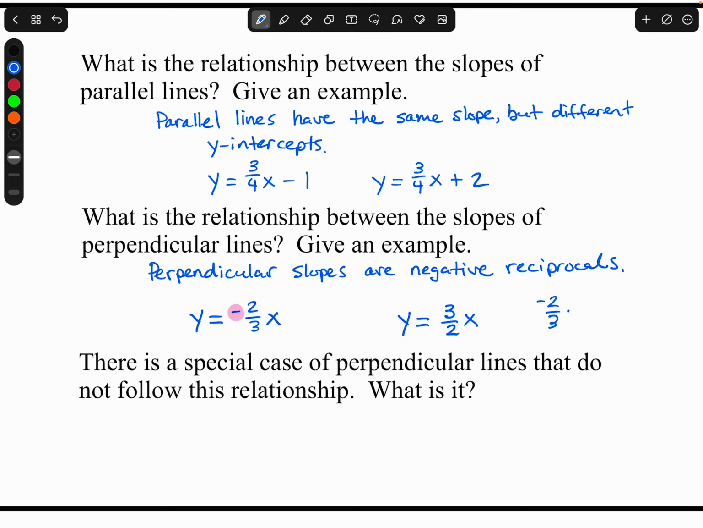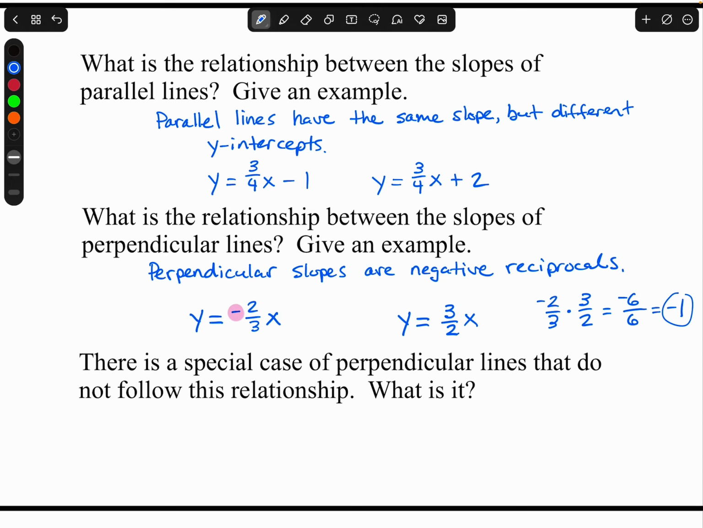That doesn't matter. Okay, so if I take -2/3, if I take two perpendicular slopes and I multiply them together, I should get -1 as the product. So perpendicular slopes have a product of -1.